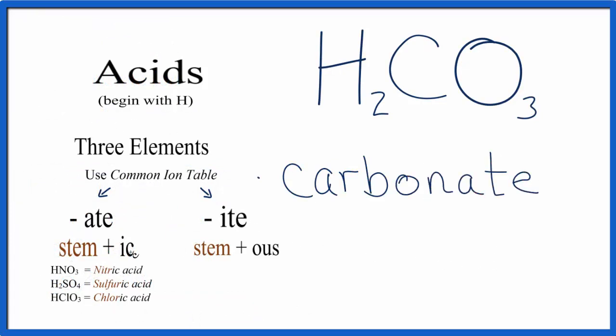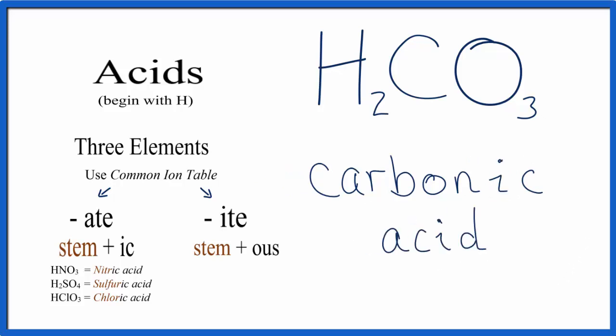We can see from our table if our common ion ends in ATE, we're going to take the stem, that's the carbon, and remove the ATE and replace it with IC. Then we add the word acid and we're done. The name for H2CO3 is carbonic acid.